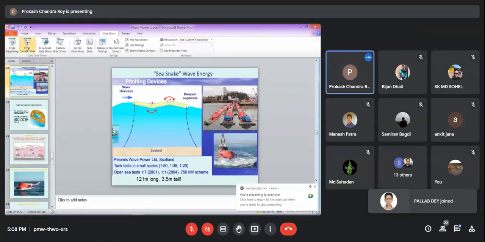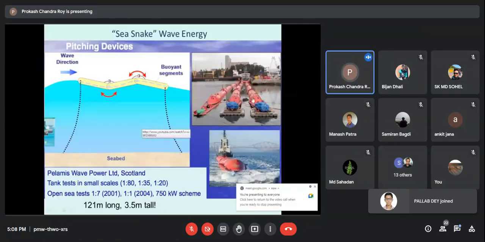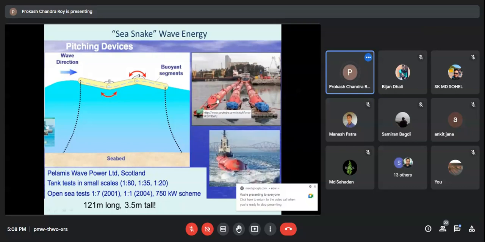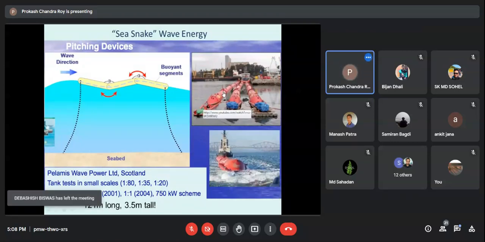Okay. So this is basically, if you look, these are the devices. In between there will be some hinge, and when the wave comes, there is a large size. You look at the size of this. That is called a sea snake, basically. It has a large length and a number of components, and not only the link system. In between there is some distance in the arrangement, and there is a lot of pneumatic system.